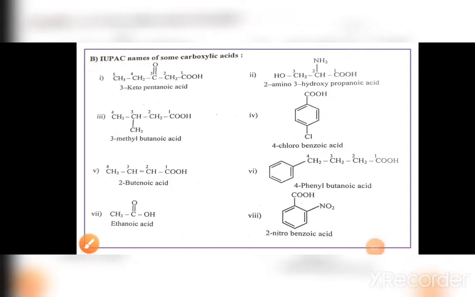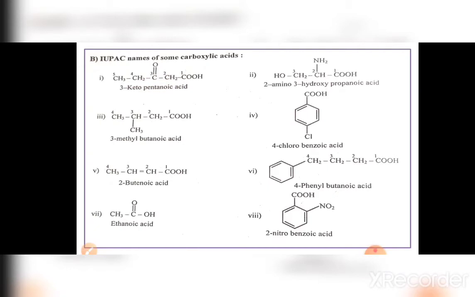IUPAC names of carboxylic acids. Here the first example, first give the numbering 1 2 3 4 5. 5 carbons means pentane, and we replace E by OIC, so we get pentanoic acid, and at the 3 number position there is a ketone group, therefore 3-keto pentanoic acid.